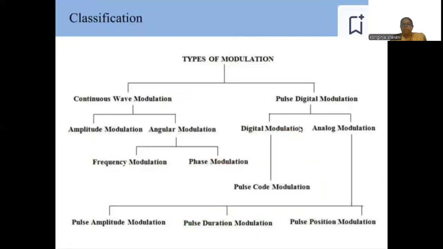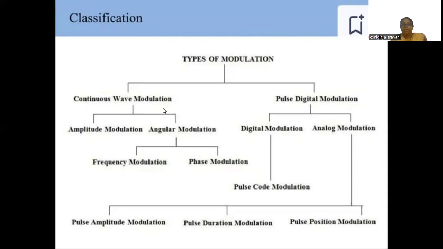Next, coming to the classification or types of modulation. Modulation is divided into 2 types: continuous wave modulation and pulse modulation. In continuous wave modulation, the carrier signal is a continuous wave signal, whereas in pulse modulation, the carrier signal is a pulse signal. Continuous wave modulation is again classified into amplitude modulation and angle modulation.